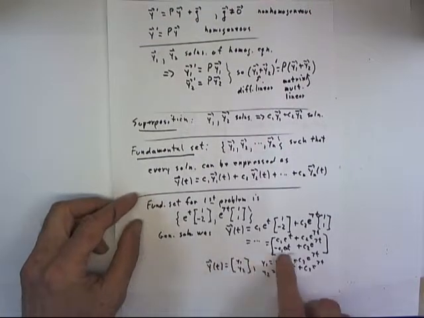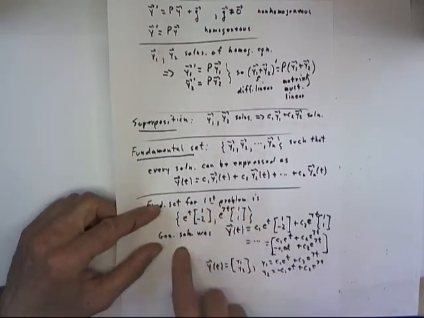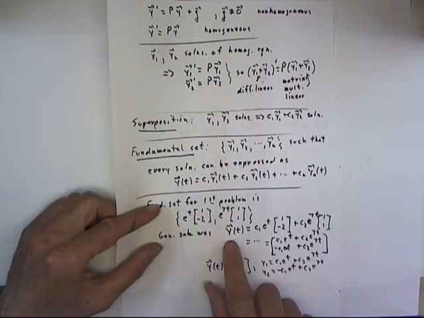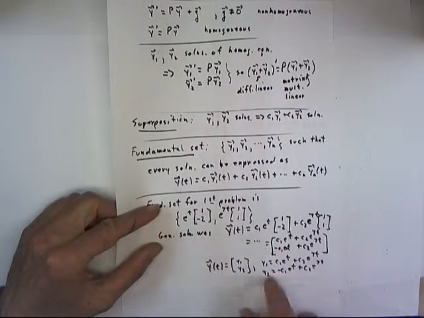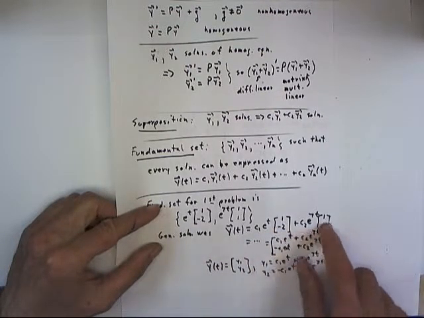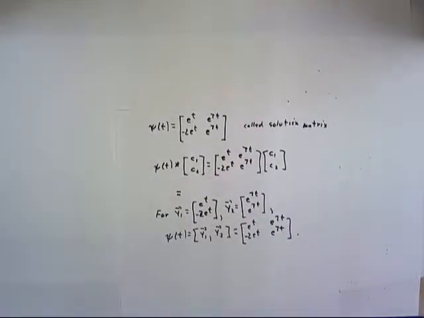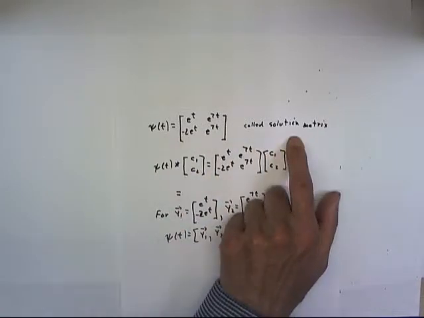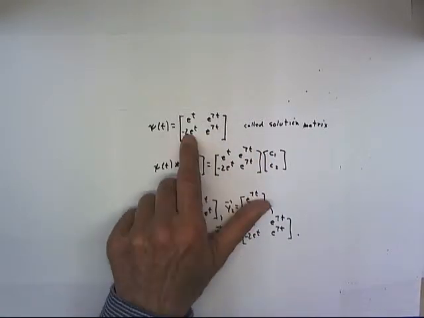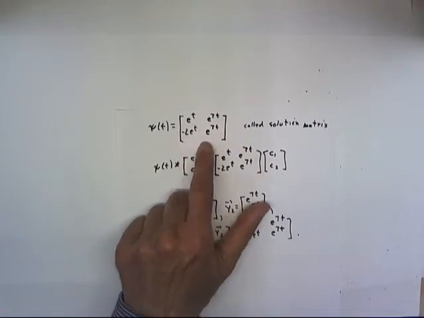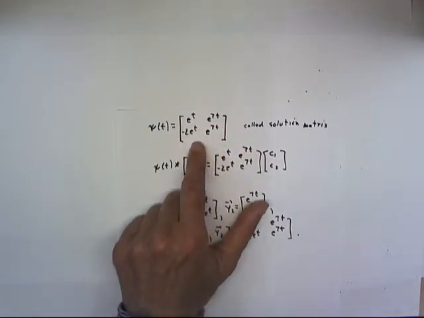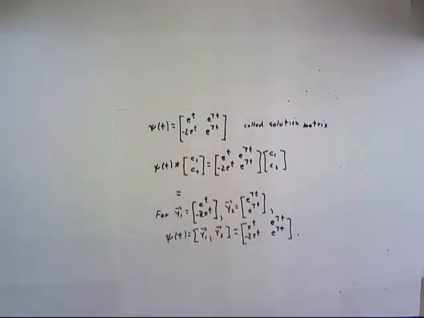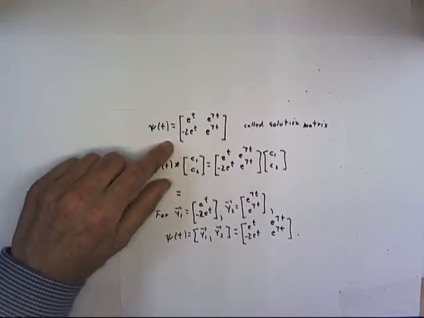Referring back once again to our solution to the first problem, where our general solution was C1 e to the t times this vector, etc. I'm going to form what we call the psi matrix, our solution matrix, the matrix whose columns consist of the solutions of our system, or rather a matrix whose columns consist of a fundamental set of solutions.